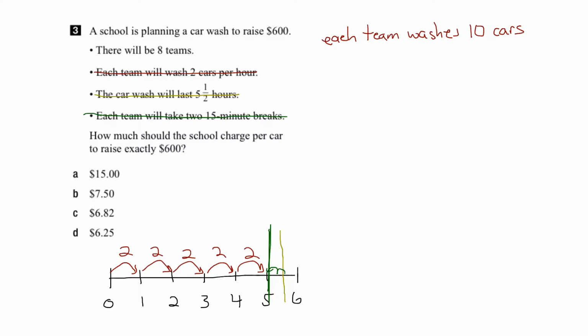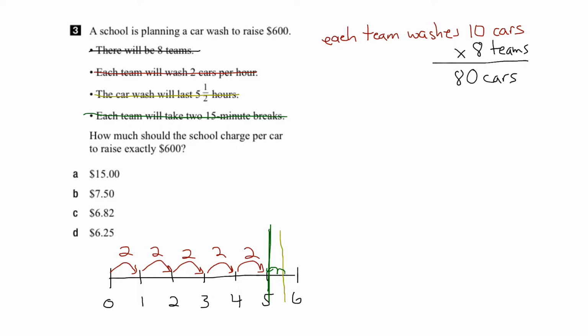And we're also told that there will be 8 teams. So if each team washes 10 cars, then multiply by 8 teams, and the total number of cars washed will be 80. And we've used up that piece of information.